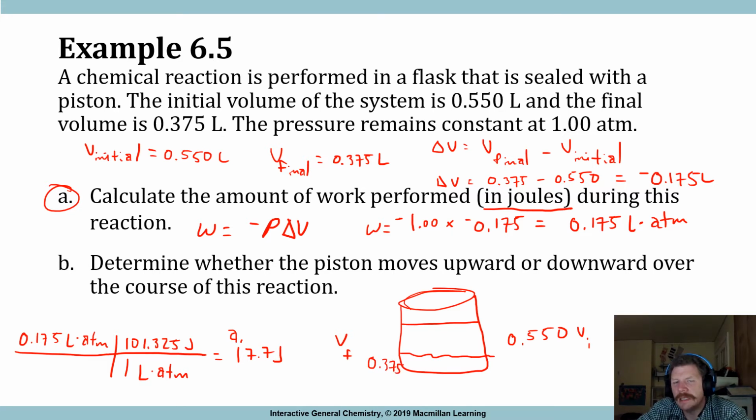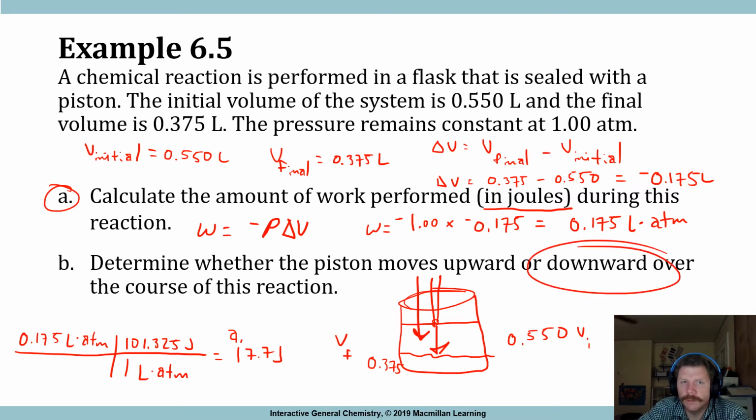So what that means is that our piston level, this piston that I'm drawing right there, went down. The space that our reactants were in got smaller, which means that the work was forcing this piston downward. So, long story short, our piston moves downward.